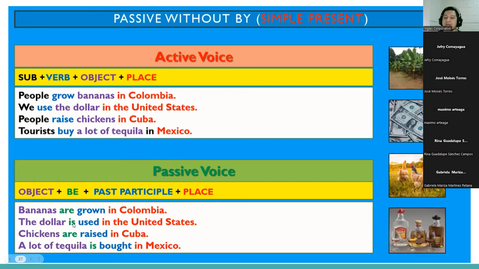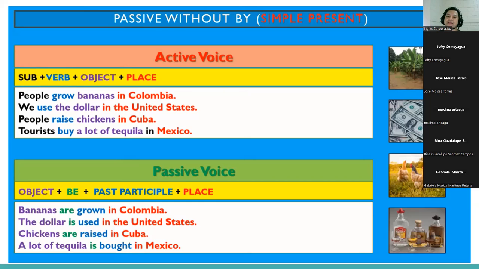Here it is, the verb to be. The verb to be is in green, and as you can see, it is in present because the active voice was in present. Before, it was in past because the active voice was in past. Let's see, Rina, can you read the sentences in passive voice, please? Bananas are grown in Colombia. The dollar is used in the United States. Chickens are raised in Cuba. A lot of tequila is bought in Mexico.